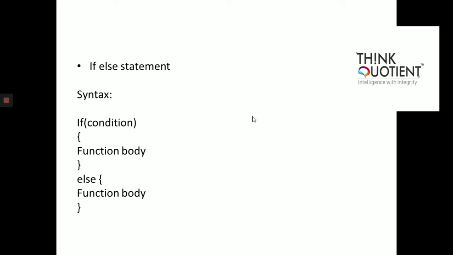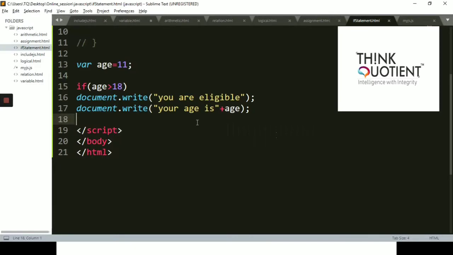So you have to specify if any condition, the curly braces, that is nothing but your function body, and some else part, that is nothing but what is going to be executed if the condition is going to be false, and that function body, right? Now let's include the same into our code. Let's have a look over here.